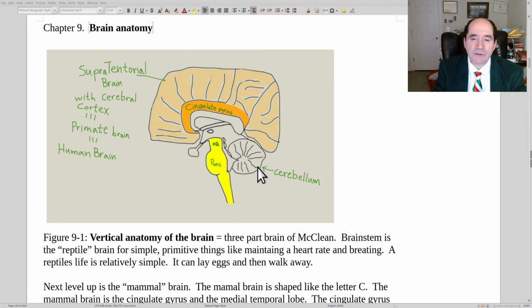Okay, now we didn't mention the cerebellum. The brainstem and the cerebellum, this lower part of the brain, are located below what's called the tentorium. The tentorium is like a fascial sheet that separates the supratentorial brain from the infratentorial brain.